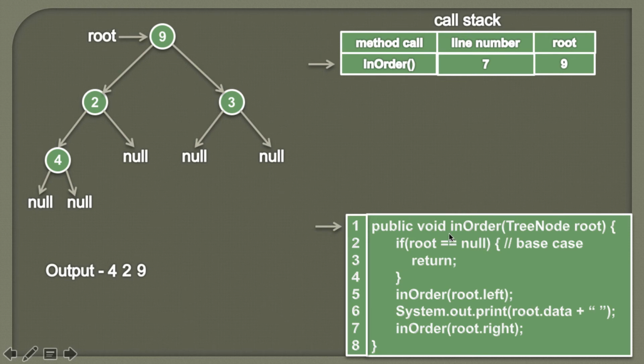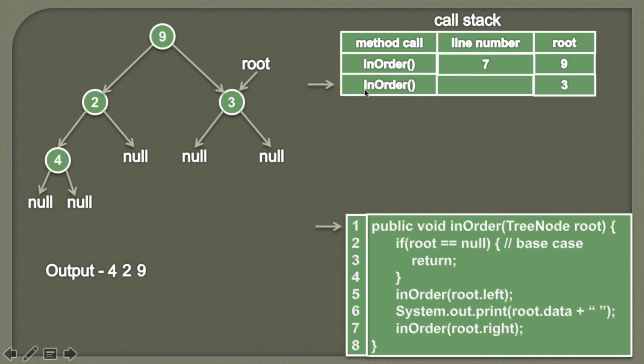The point of execution reaches the in-order method with root as 3. So now root is pointing to 3, and as this is a new method on the stack, there will be one entry on the call stack. Here this in-order method will start executing with root as 3. We first check whether root is equal to null or not. Currently root is pointing to 3, therefore it's not null. And then for root 3, we apply the in-order traversal again.